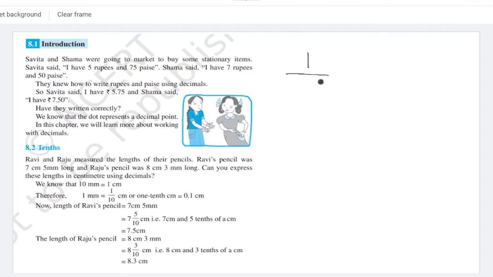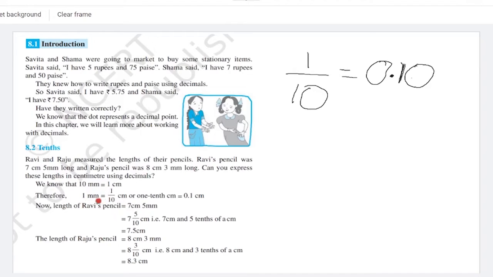Always the denominator should be ones and zeros only, 1 followed by zeros. Then only you can write it in decimal. See how many zeros are there? 1 0. So how will you write it in decimals? This 1/10 in decimals, you write 1 and the point will be here. After the point, you will have only one digit, that is 1. You can write zeros before that, after that also. So this will be the answer for 1/10.